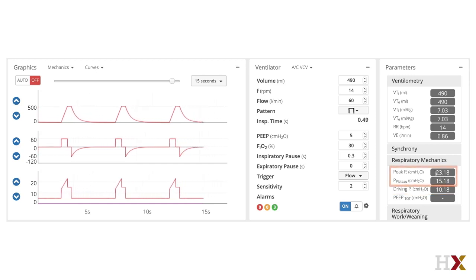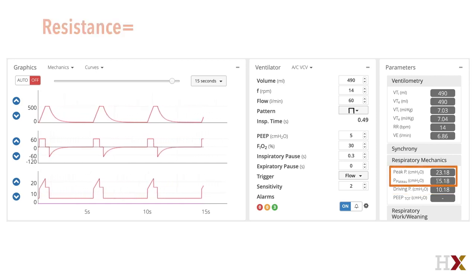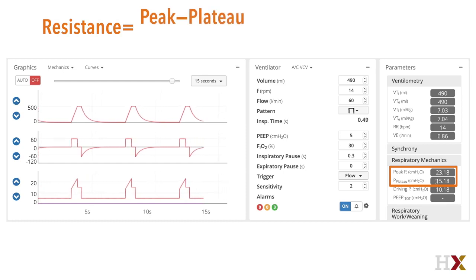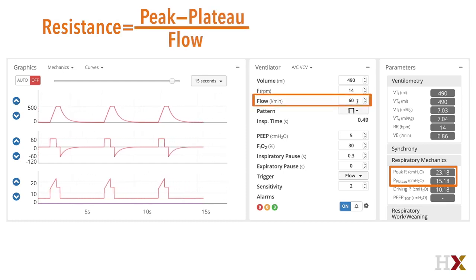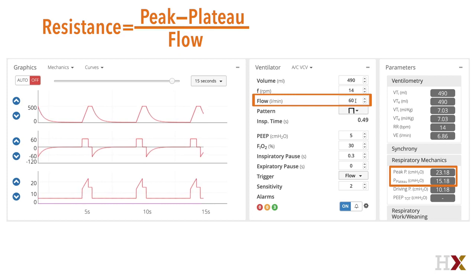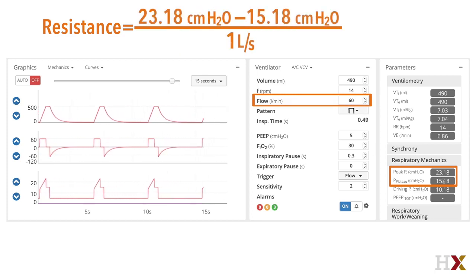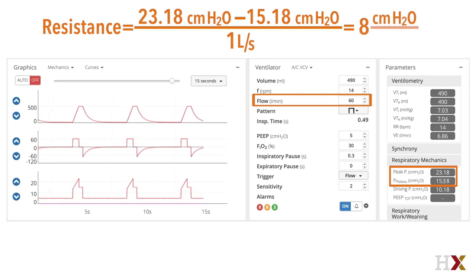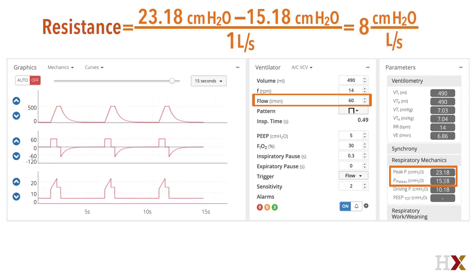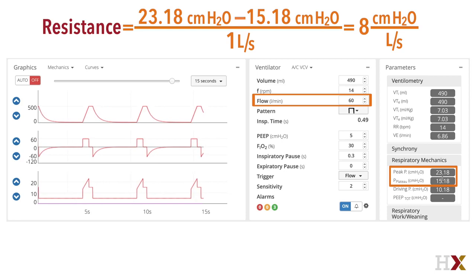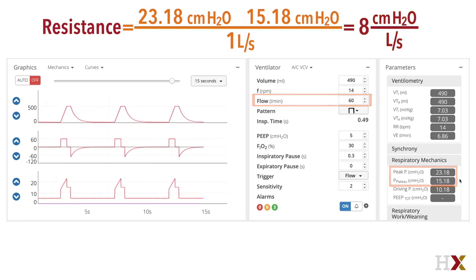Also, peak pressure minus plateau can also be used to calculate resistance. Peak minus plateau divided by the flow in liters per second is resistance. Because we're using 60, this is 1 liter per second. So 23 minus 15, which is 8 centimeters of water, divided by 1 is 8. So the resistance of the patient's respiratory system is 8 centimeters of water per liter per second.